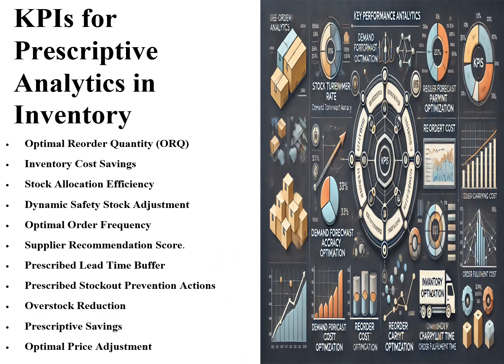To do prescriptive analytics in inventory, we have to calculate the following KPIs. So these are optimal reorder quantity, ORQ, inventory cost savings, stock allocation efficiency, dynamic safety stock adjustment, optimal order frequency, supplier's recommendation score, prescribed lead time buffer, prescribed stockout prevention actions, stockout reductions, prescriptive savings, and finally optimal price adjustments.